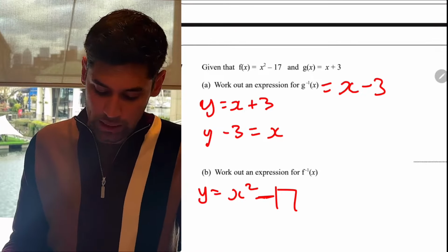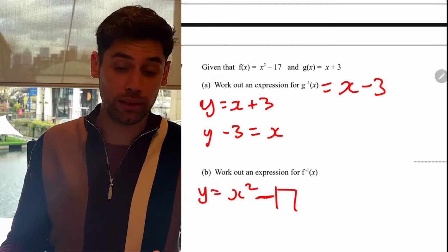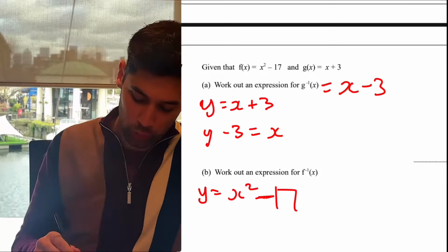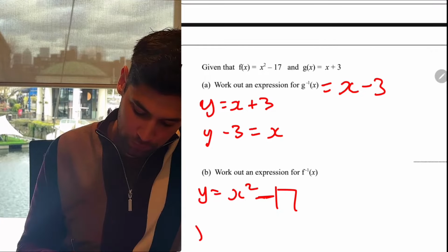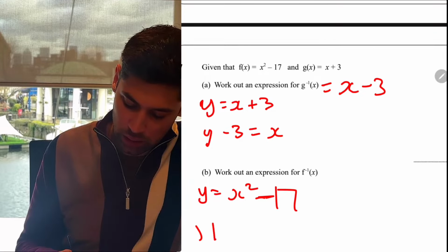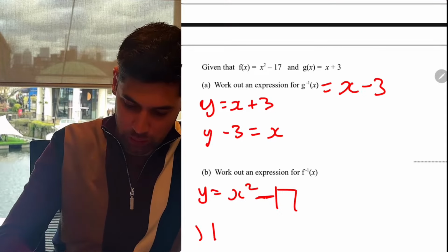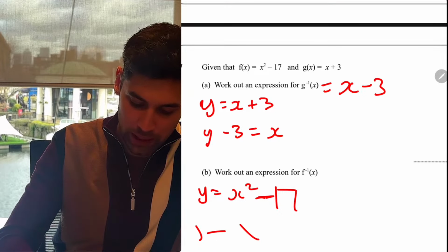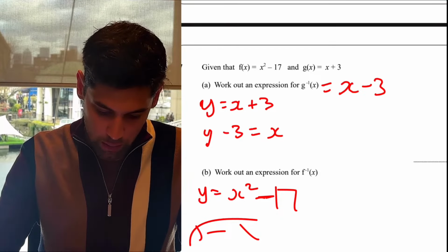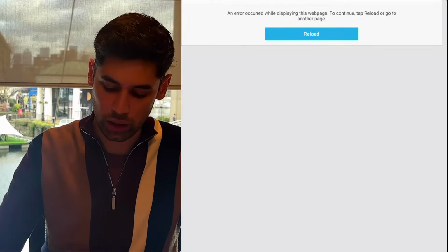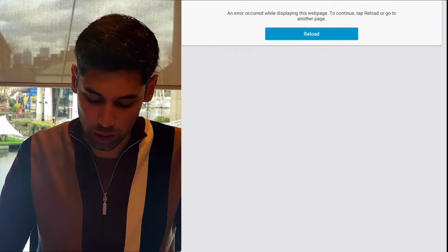Okay, x squared minus 17, and we're going to make x a subject here. Add 17, square root to give us y plus 17 square rooted. Got a bit of a lag situation going on with this pen. Don't you worry, we'll be back with it in just a moment. There we go. I think it needed to crash just so we could reload it.